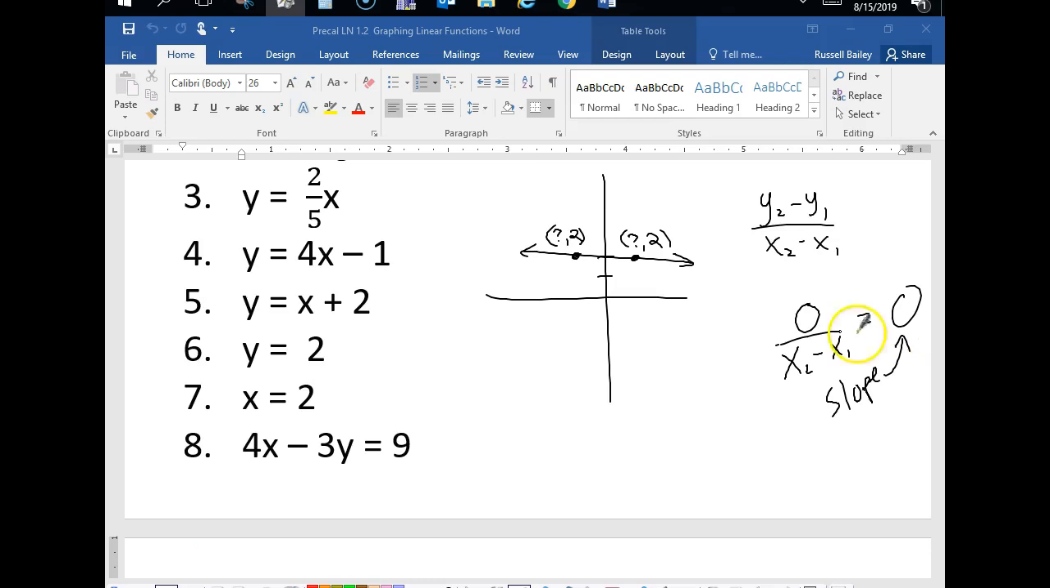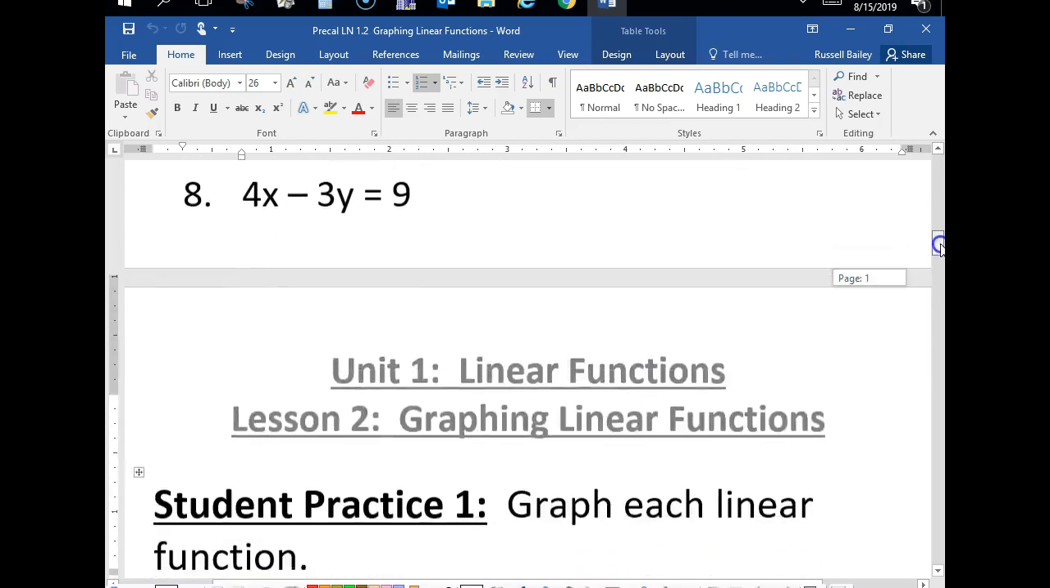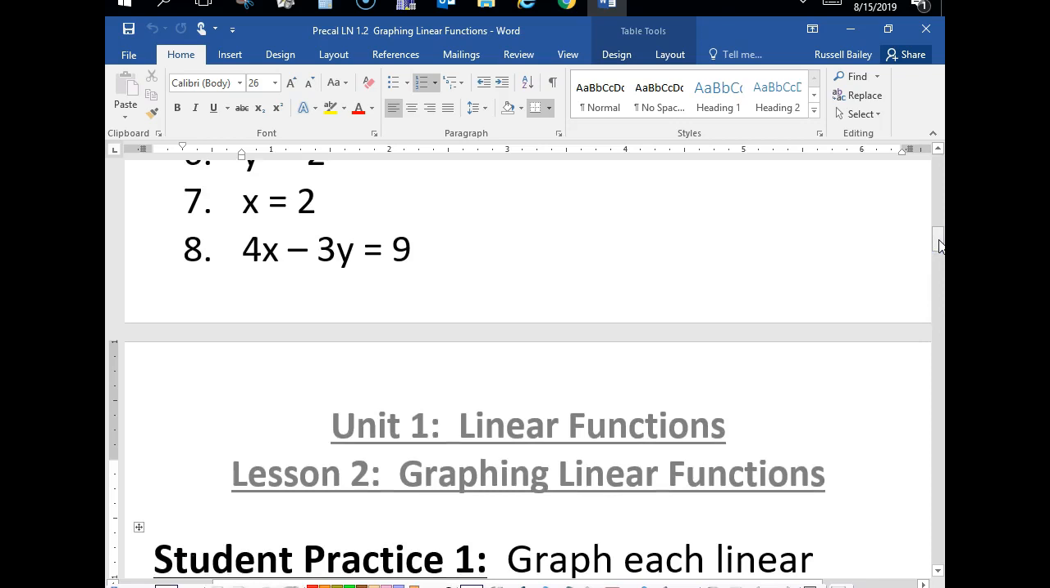For the other question, it's y equals -3, right? So that's a horizontal line going through -3. And what's our slope? 0. Okay. Let's go ahead and move on to number 8 here. This is an example of how to graph a linear function that's not in y equals mx plus b form.